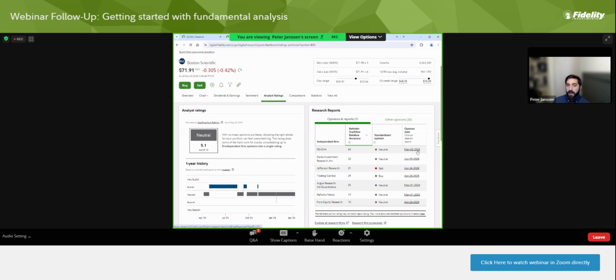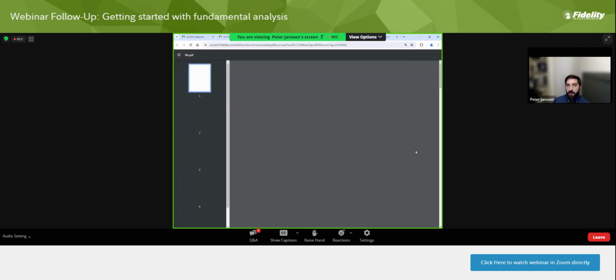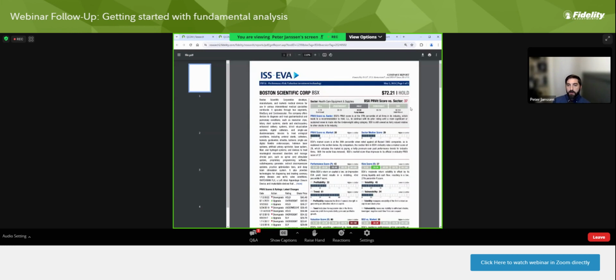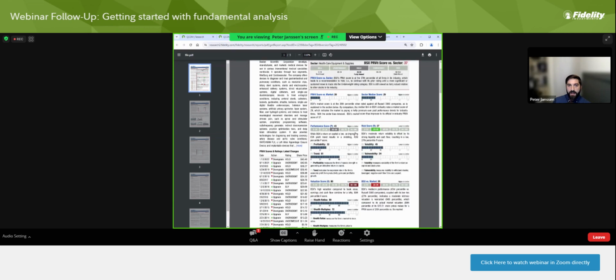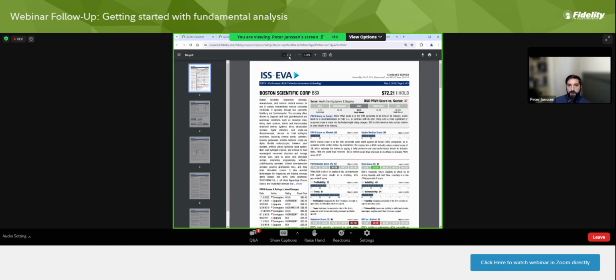Now, of course, if you were to click on ISS EVA, that's going to go ahead and pull up their structure, their thought process, how they are approaching this. And you can see how they break this down. And it's a 5-page report or so.